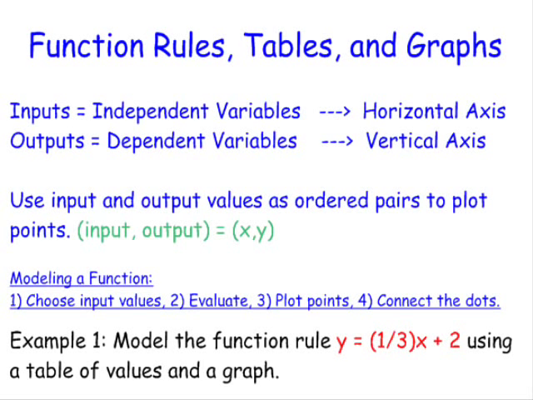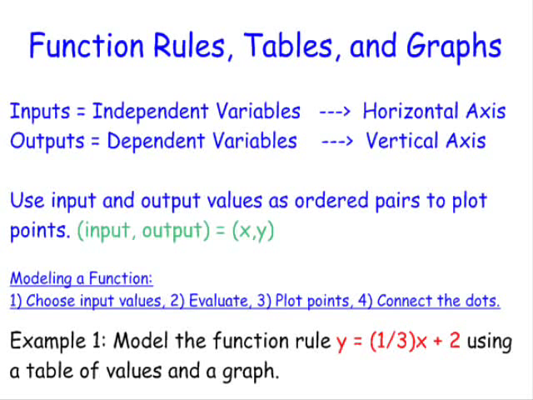In this lesson, we will discuss function rules, tables, and graphs. Now, there are a couple things whenever we have a table or a graph with functions: we have inputs and outputs. You've probably heard of independent variables and dependent variables, and you didn't really know what they were. But anytime you input a value into an equation, that is your independent variable.